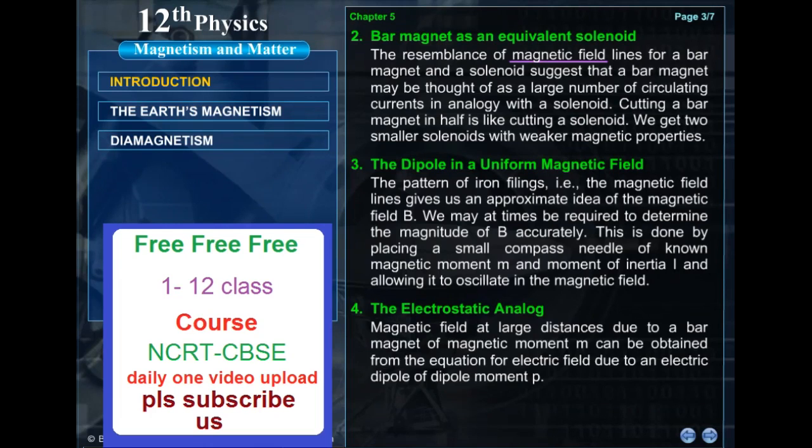The electrostatic analog. The magnetic field at large distances due to a bar magnet of magnetic moment M can be obtained from the equation for the electric field due to an electric dipole of dipole moment P.